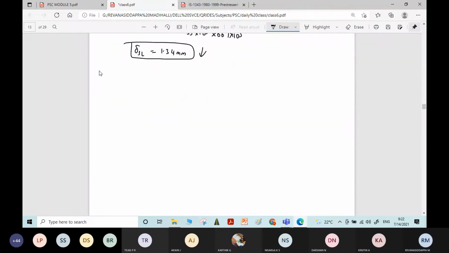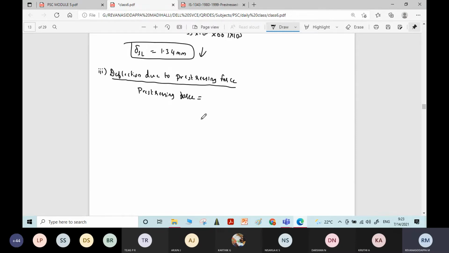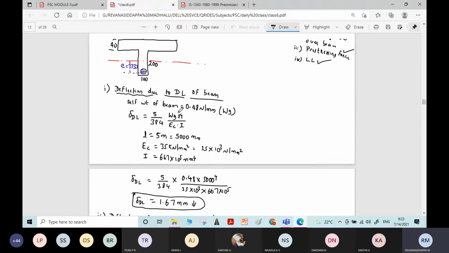Third one, deflection due to pre-stressing force. Deflection due to pre-stressing force. Okay. The pre-stressing force is given in the problem. P is equal to the pre-stressing force, how much is it given?